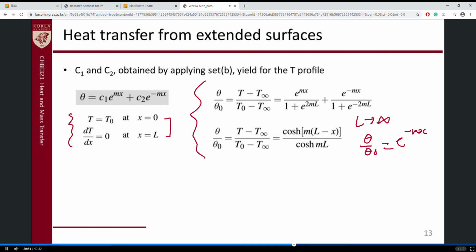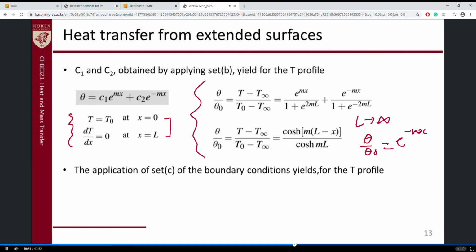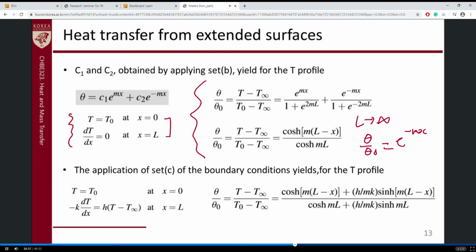And also let's try the set C of boundary conditions. Okay, but what's the set C? Set C was the same for the first boundary condition, but the second one is that conduction and convection are exactly the same at x equals L, right? Then you can obtain this value. If you have time, please try to solve this problem. But I would say this is not 100% important, but just please keep in mind the overall flow.